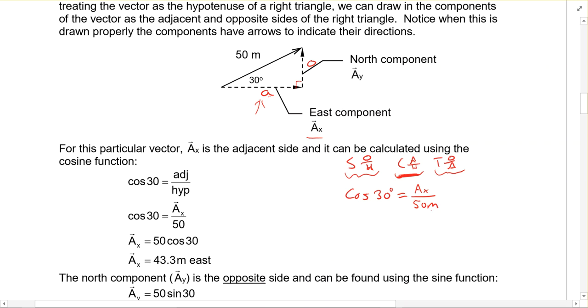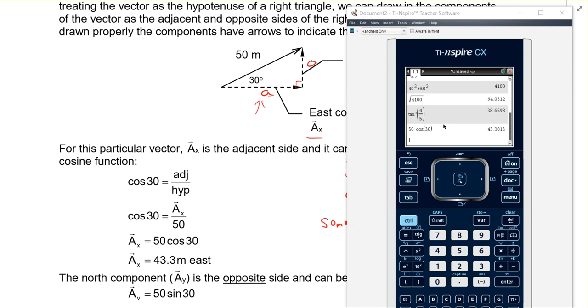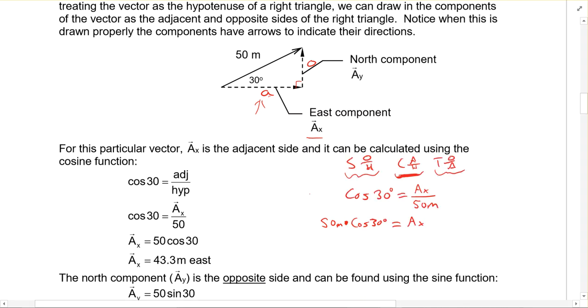In this case, I just need to multiply both sides of the equation by 50 meters. So this would look like 50 meters times, we make a dot for times, cosine 30 degrees is equal to AX. And then that just goes straight into your calculator, 50 times cos 30. And that is 43.3 and positive. So that's 43.3 meters, and it's positive, so it's going to be east.